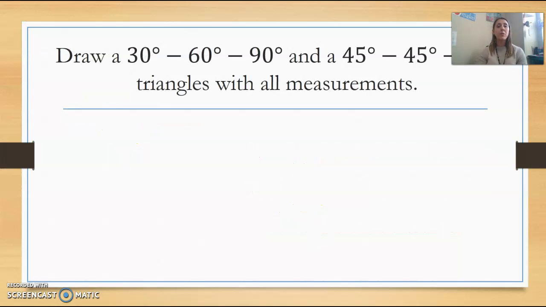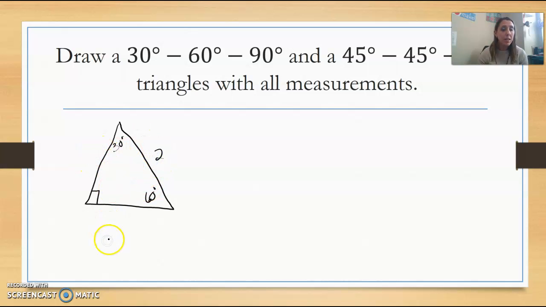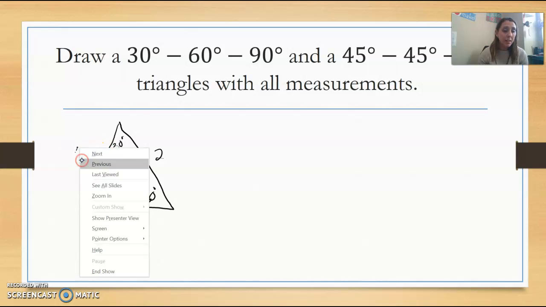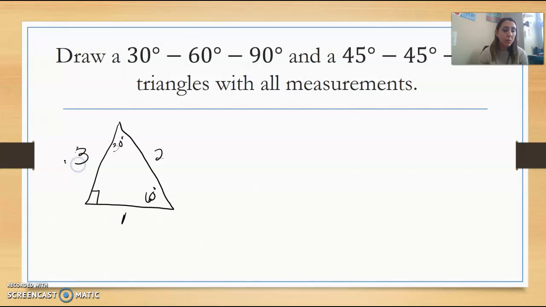Now we want to draw our 30, 60, 90, 45, and all the things. So this is a right triangle. There's a right angle. I'm going to say it's 30 degrees here, 60 degrees here. This is my hypotenuse, so that's a 2. This is here because it's 1, 2, 3. I know it's a square root of 3, and it's adjacent to the 30 degrees.